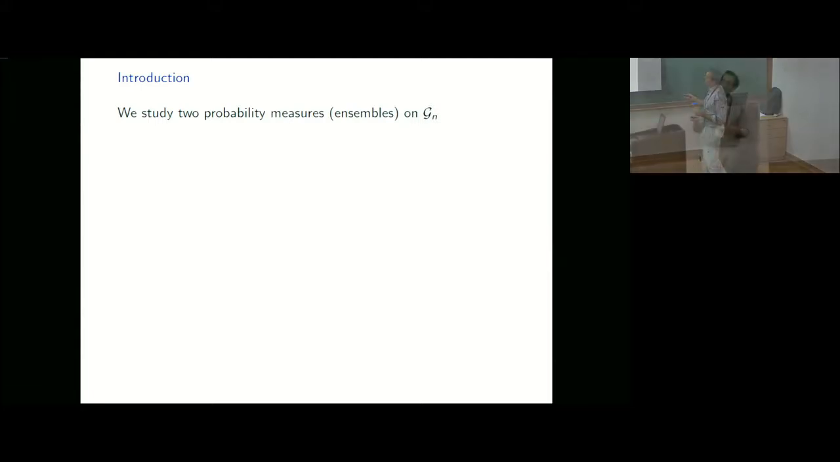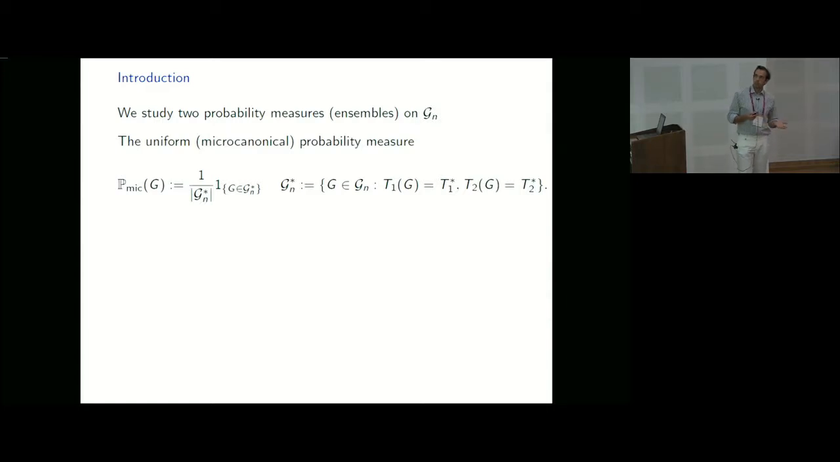So let's see, on this space of graphs, we introduce two probability distributions, two probability measures or ensembles in the following way. We have the uniform probability measure, or else microcanonical, where on a graph G, we assign uniform probability mass if this graph is in this set. This is the set of all possible graphs which satisfy the constraints that we are imposing. So we see from the beginning that in order to study this probability measure, it's essentially a counting problem, counting graphs which have a specified structure.